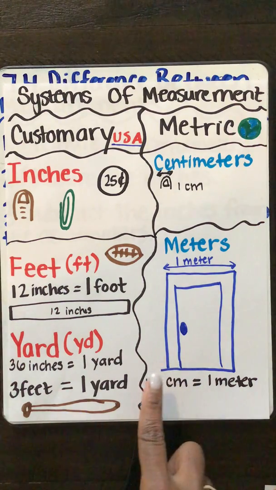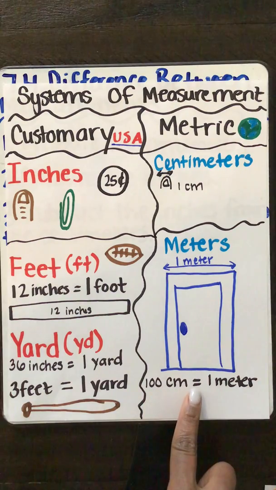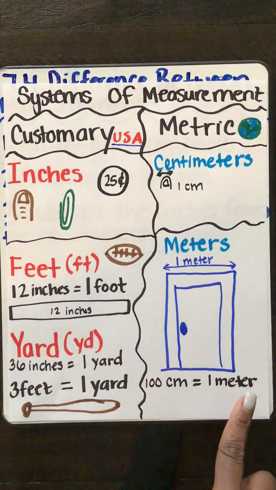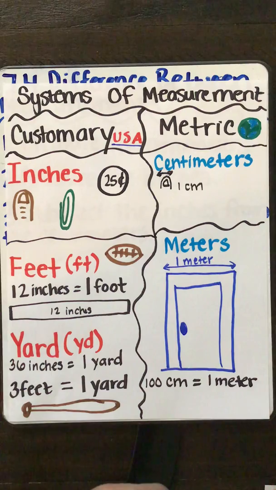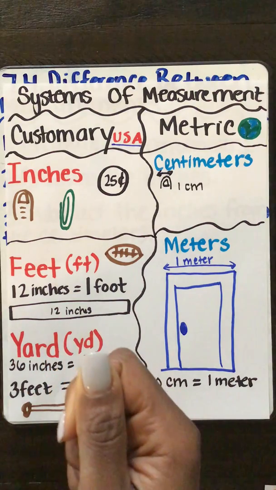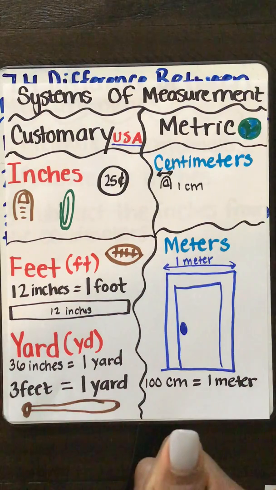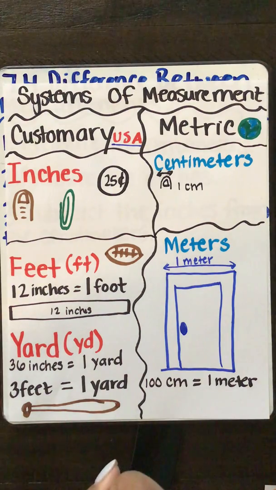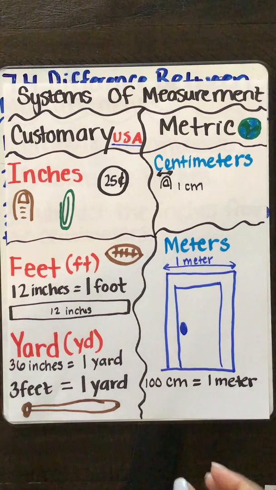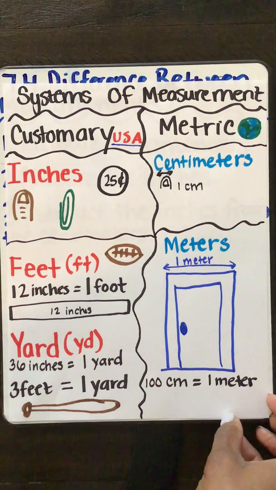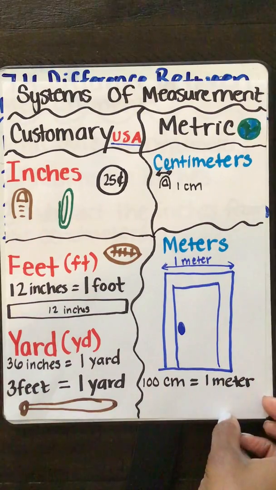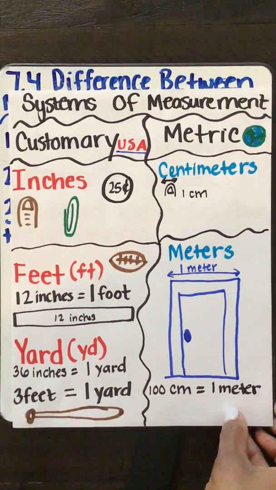And there are 100 centimeters in 1 meter. So think about 100 fingertips. If we took 100 Biome learners and lined up all of their fingertips, we would have 1 meter. We would have what? 1 meter. Very good, friends. All right, so today we are going to practice some more measuring with inches and centimeters, but today we are going to focus on finding the difference.